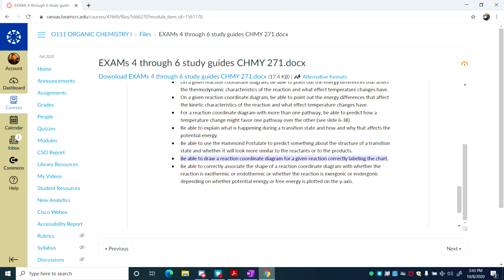And then this last bullet point is right along those lines. Exergonic, endergonic, endothermic, exothermic. Those terms relate to a comparison between the free energy or potential energy of the reactants versus the products. It doesn't matter what the transition state is, it's only reactants versus products if you're comparing those two.